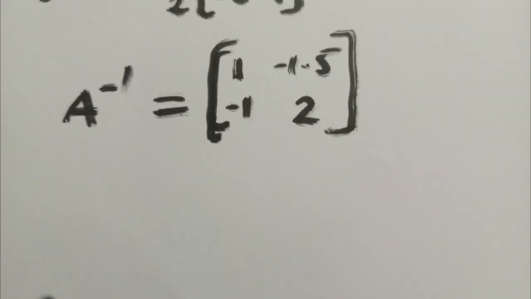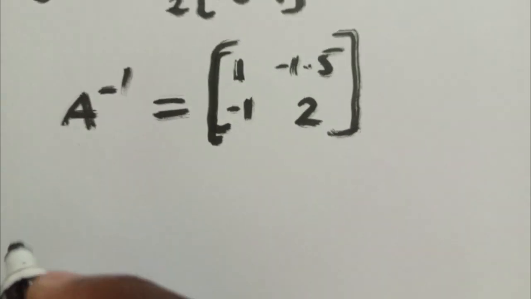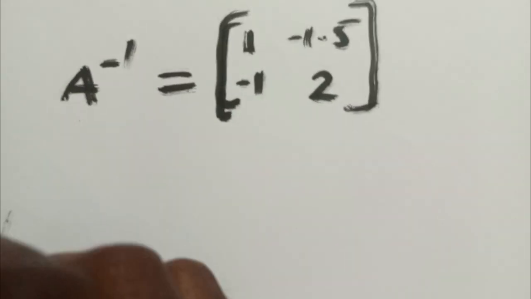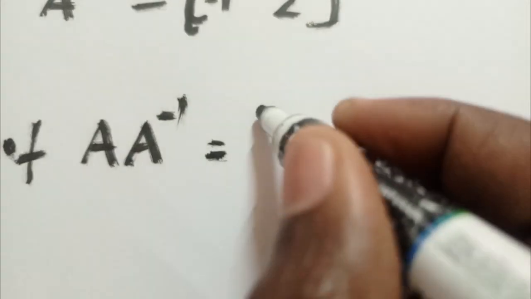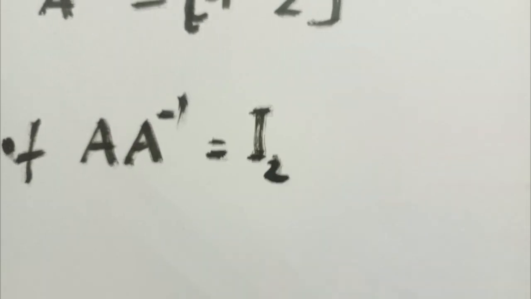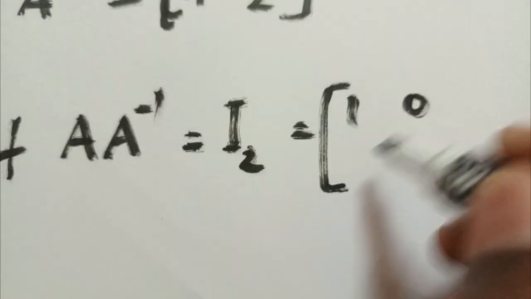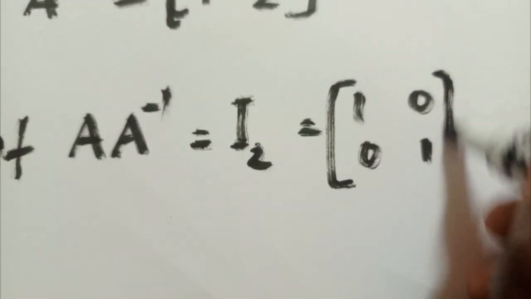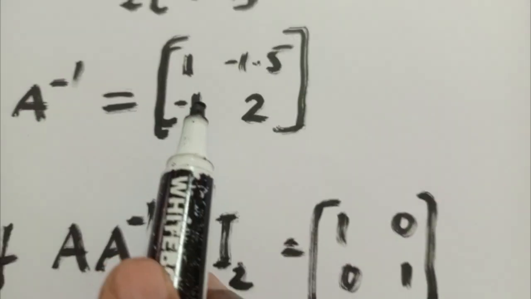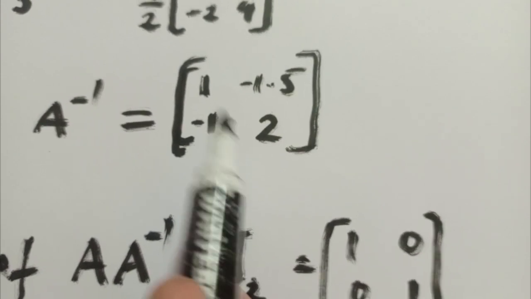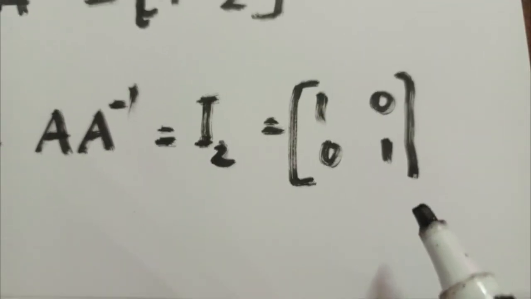Now this can be proved by multiplying the matrix and its inverse. If you multiply the matrix and its inverse, then you should be able to get an identity matrix, which we call I2, and that is 1 0 0 1. And if you do that with this and the original matrix, this is what you will find.